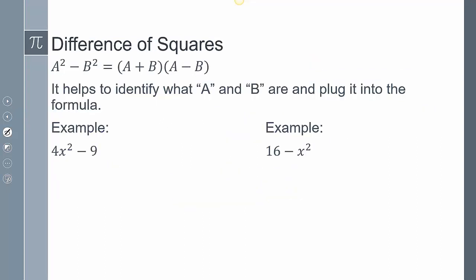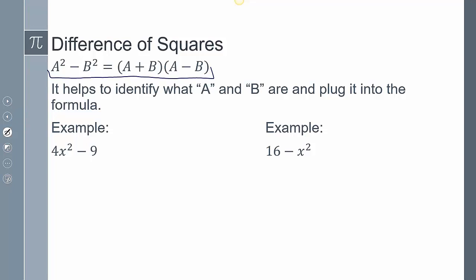So now let's talk about the difference of squares. So with the difference of squares, it's good to follow this algorithm here. If I had a squared minus b squared, it equals a plus b times a minus b. Now it helps that in our head, if we identify what a and b are, all we have to do is just plug it into that pattern.